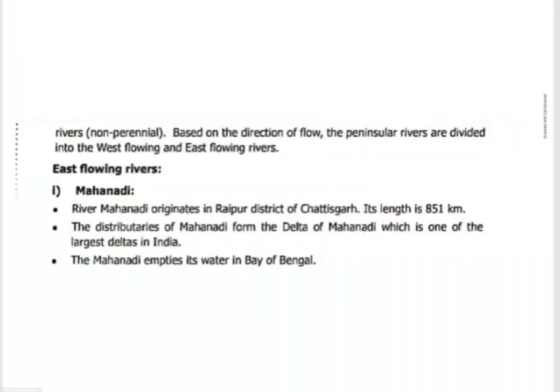The first one is east flowing rivers. What are the rivers flowing and mixing with the Bay of Bengal? River Mahanadi. Where does it originate? It originates in the Raipur district of Chhattisgarh. Its length is 851 kilometers. Then what are the distributaries? Not tributaries, distributaries. The small distributaries of the Mahanadi form the delta of Mahanadi, one of the largest deltas. Finally, it empties into the Bay of Bengal.